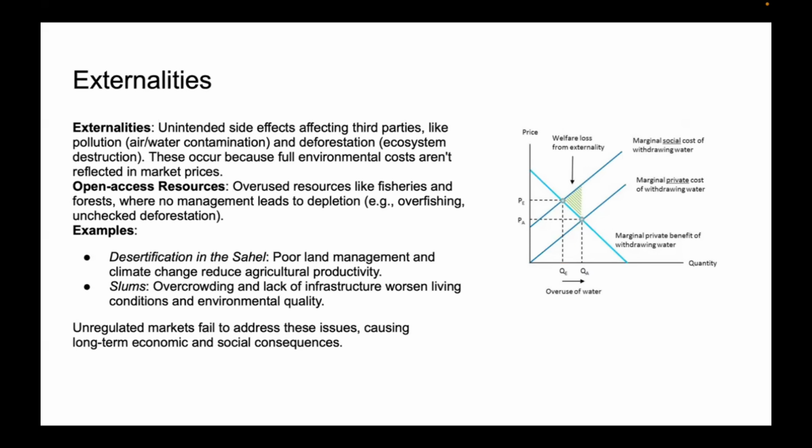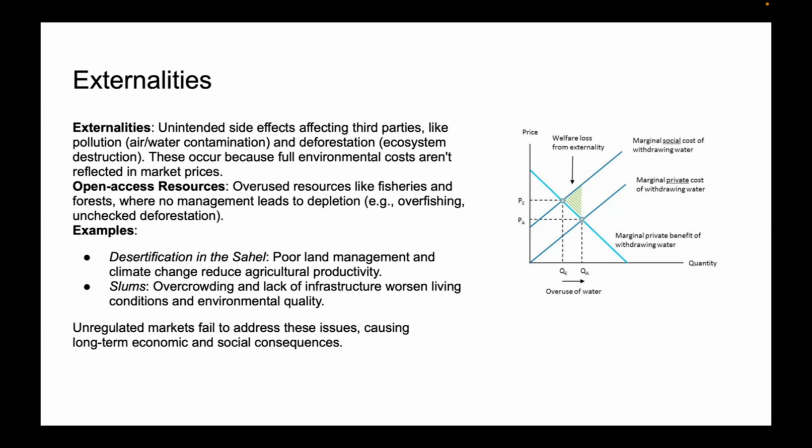When discussing externalities, which are unintended side effects of economic activities that affect third parties, a common example is pollution, such as the emissions from factories that contaminate air and water, or deforestation, where logging operations destroy ecosystems and reduce biodiversity. These externalities occur because the full costs are not reflected in the market prices, meaning businesses or individuals don't bear the true environmental cost of their actions.